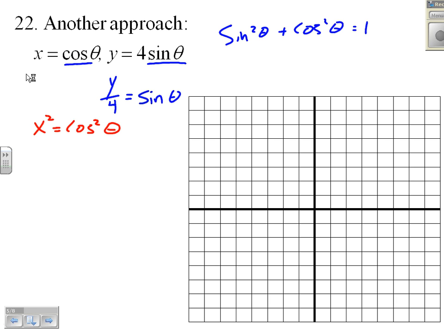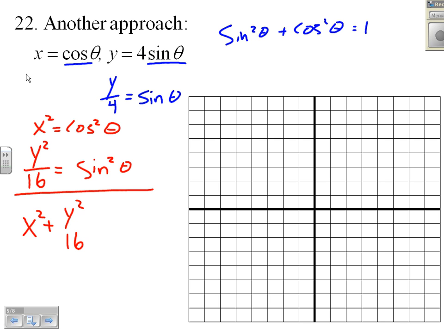I'm going to square the second equation: y squared on 16 equals sine squared of theta. And I'm going to add these two equations together, combine them, and I get x squared plus y squared on 16 equals cosine squared plus sine squared, which is 1. Holy smokes, we're dealing with an ellipse here that is centered at the origin. There's our standard equation of an ellipse, centered at the origin.